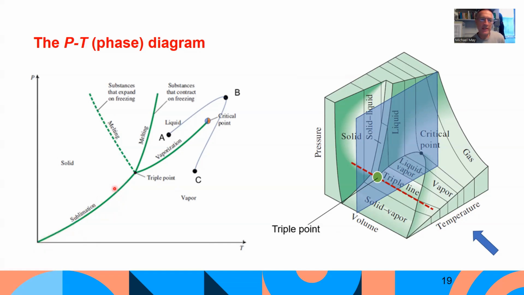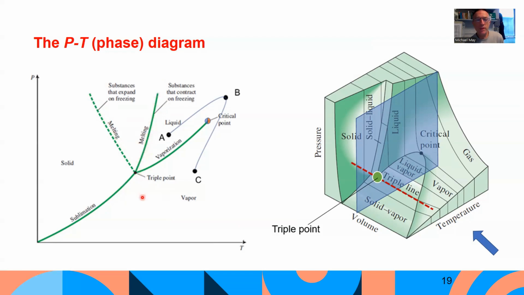We can see the sublimation line. When we cross this line, we can go from solid to vapor or vice versa. We've got the melting line where we can go from liquid to solid and vice versa, and the vaporization line where we can go from liquid to vapor and vice versa. And just the distinction again: for substances that expand on freezing, such as water, this melting line is over here, like this, but substances that contract on freezing are more represented like this.